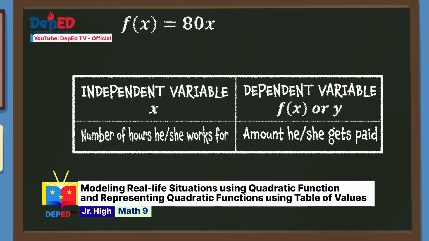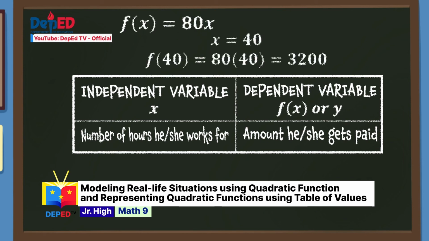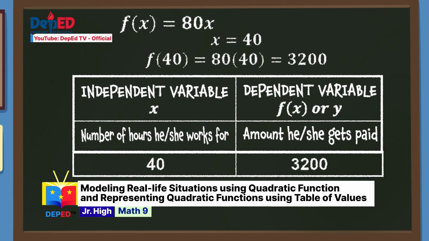So, when x is equal to 40, the value of the function f at 40, denoted by f(40), must be equal to 80 times 40, which is equal to 3,200. For the function, the rule of the correspondence is a polynomial of degree 1. This means that the function f(x) = 80x is a linear function. And this you must have learned when you were in grade 8.